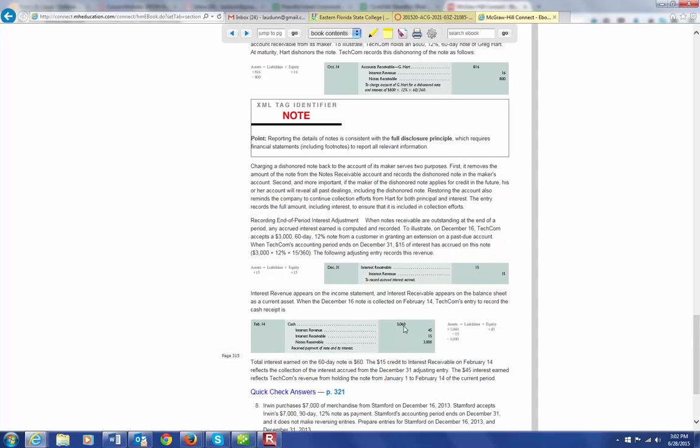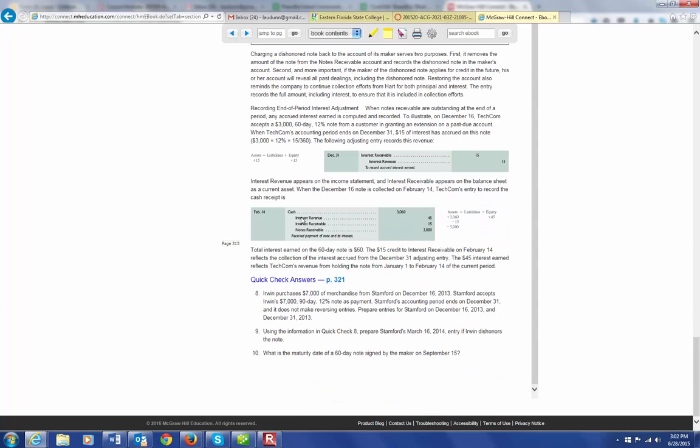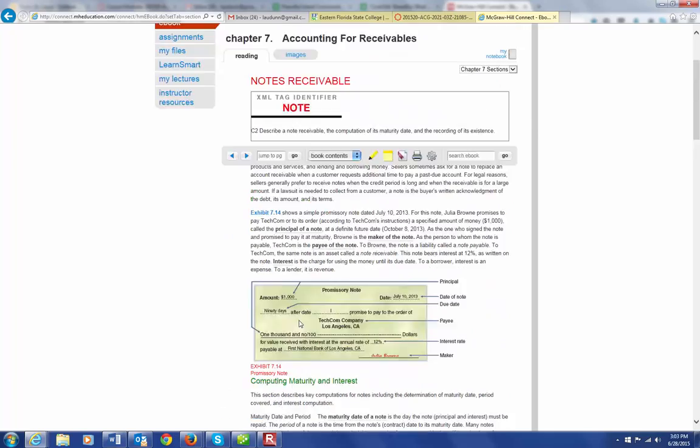Now, if this person pays us as they're supposed to on February 14th, we're going to get a total of $3,060. So we would put that into cash, another credit to interest revenue for $45 for the rest of the interest that has now been earned, a credit of $15 to reduce the interest receivable because now we've received the money, so we no longer have this, so we have to reduce it, and then a credit to notes receivable to clear out the note because they've paid us, so we no longer have that receivable. So those are the types of entries that we would have to do in that situation.